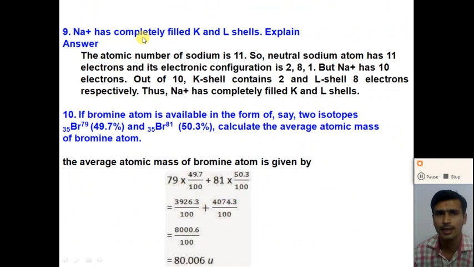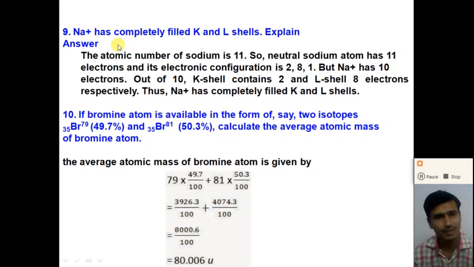Na+ has completely filled K and L cell. Explain. Here Na+ is the sodium ion. K cell means the first orbit, and L cell means the second orbit. So Na+ has completely filled first and second orbit.